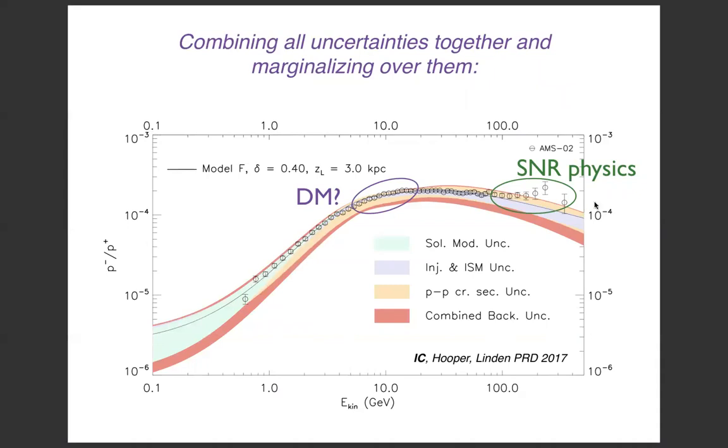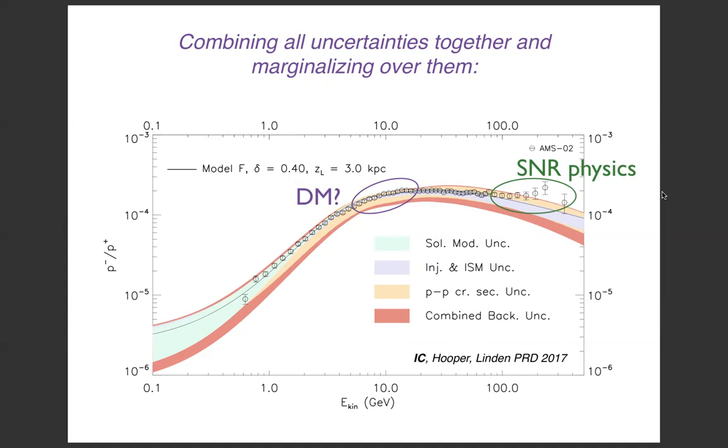The remaining uncertainties relating to the assumptions on the interstellar medium physics and the injection properties of cosmic rays from their sources are depicted in this light blue color. This is important throughout the energy range, but never dominant. It's always around 20% or so. And then the orange band is the uncertainties on the antiproton to proton ratio originating from the uncertainties on the antiproton production from proton-proton collisions.